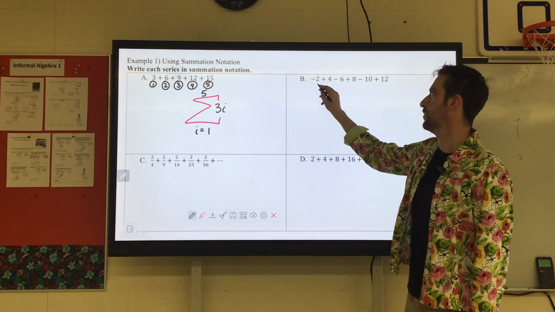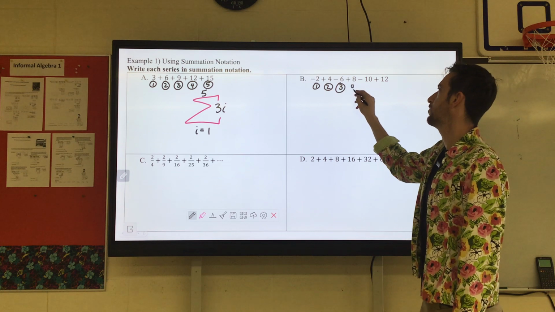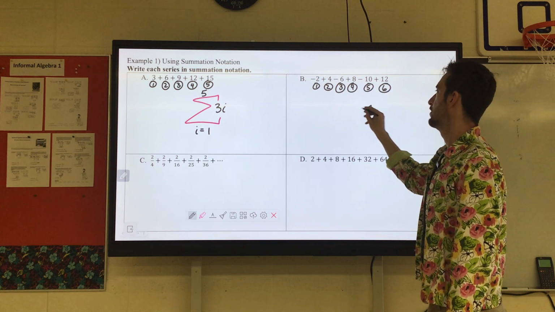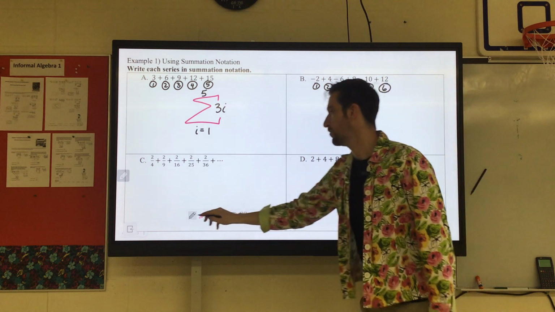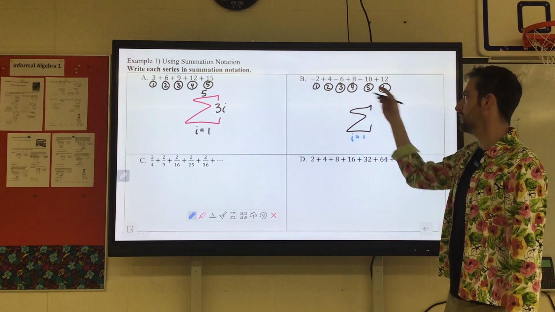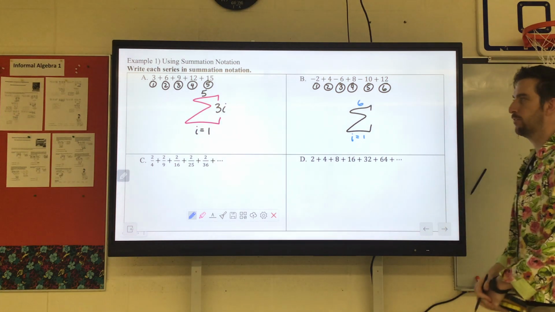All right, the second one. So let's look at our term numbers. We have 1, 2, 3, 4, 5. There are 6 terms. So our lower limit's always going to be 1 when we're setting these up. In this case, it was 6 terms total, and now we need to come up with a rule for that.